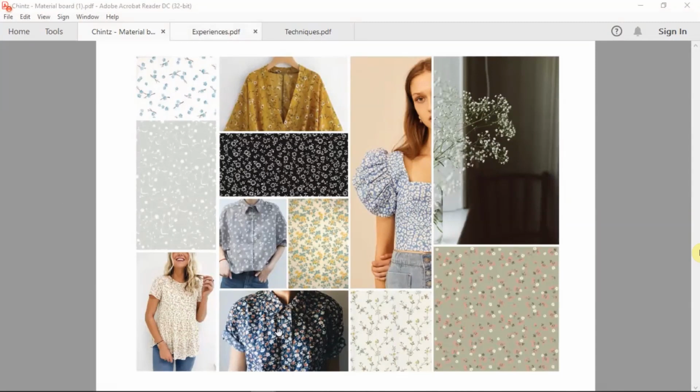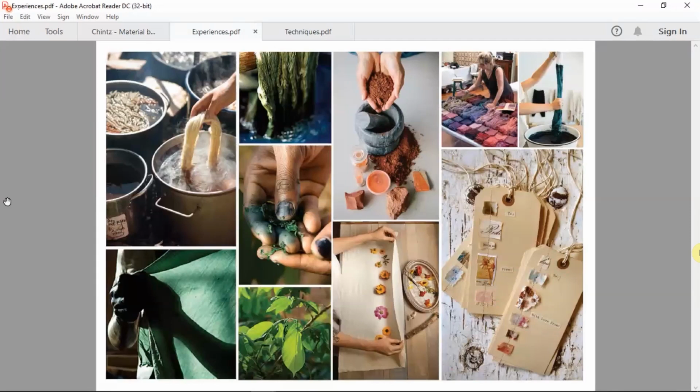And this one. Any idea what this is about? Any idea on this mood board? What type of thing it could be?